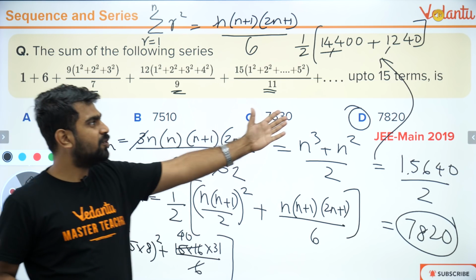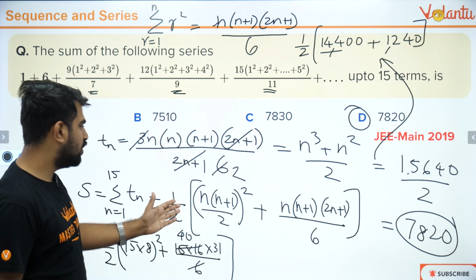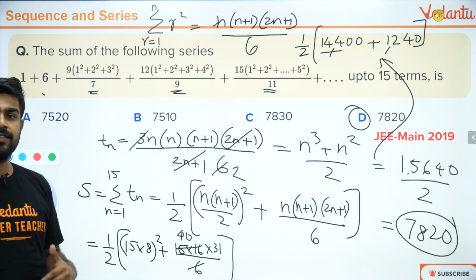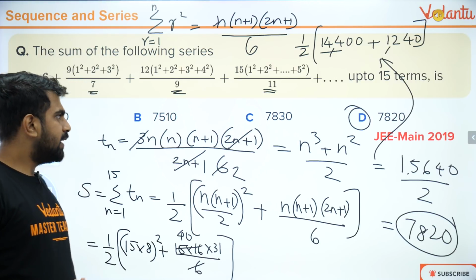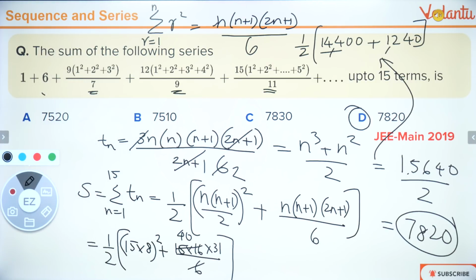And moreover, they gave up to 15 terms now. So when I put n equal to 15, it becomes very easy. Otherwise, it might be a slightly lengthy question. But yeah, doable within 2 minutes, I'm sure of it. Okay.